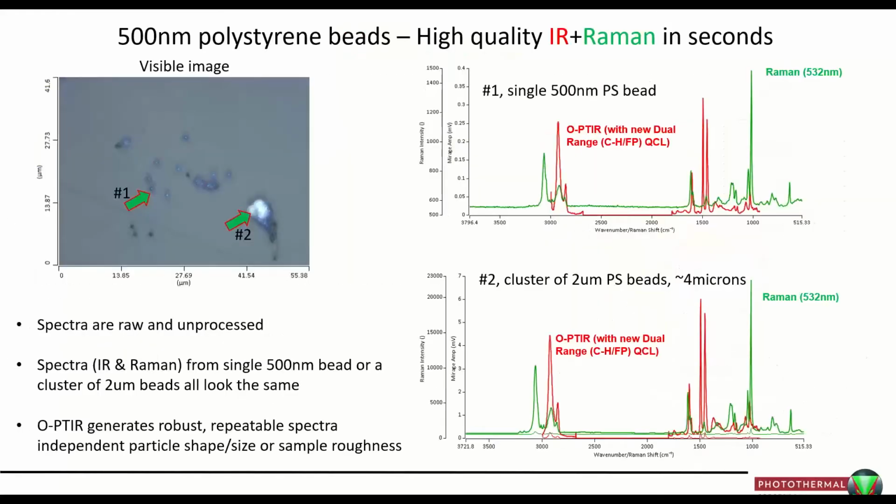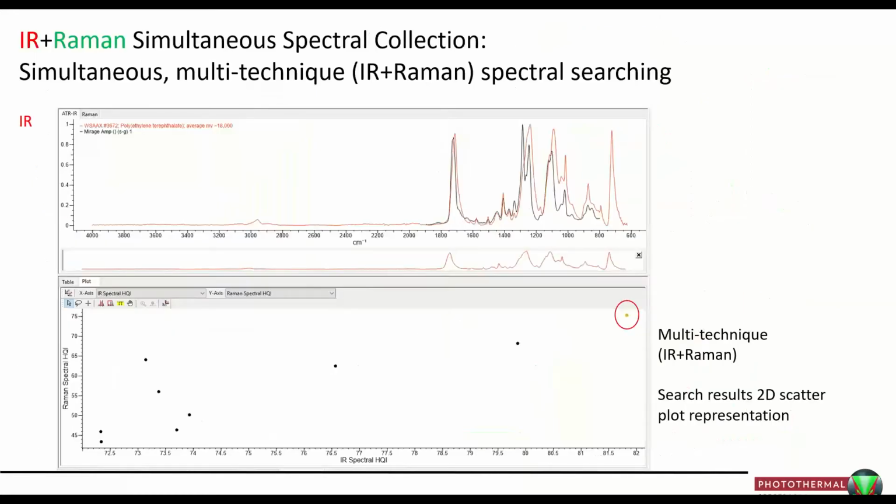Another example, so these are 500 nanometer polystyrene spheres. So a single bead, this is literally in seconds. So we've got in red the OPTIR, in green Raman. And my point here is that, whether you're dealing with a 500 nanometer sphere or a cluster of particles, the spectra look the same. This would not happen with these direct infrared techniques, if you were FTIRs. You would get awful scattering phenomena going on. Here, the infrared looks the same. Again, not corrected. This is raw data coming off the instrument.